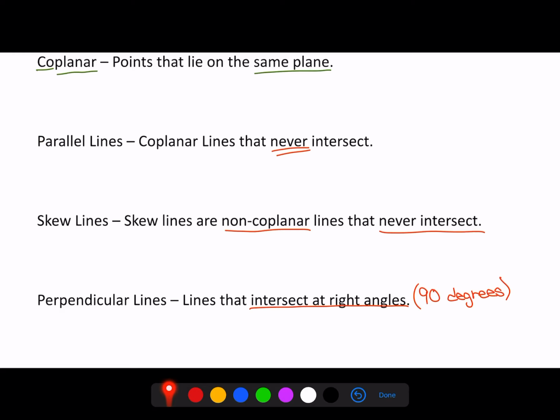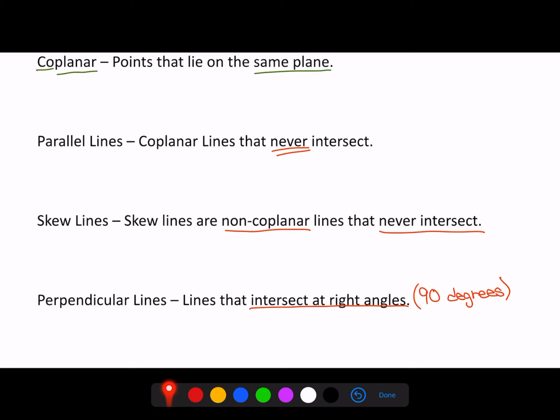And then lastly, perpendicular lines. Oh, and sorry, you may be asking, are skew lines parallel? Well, no, skew lines are not parallel lines. They're completely different lines. Parallel lines are coplanar, skew lines are non-coplanar, and that's the big difference.